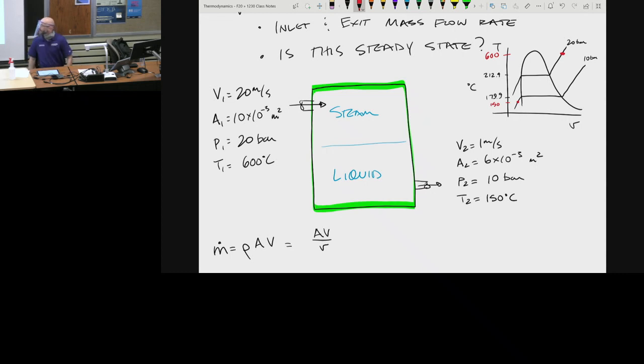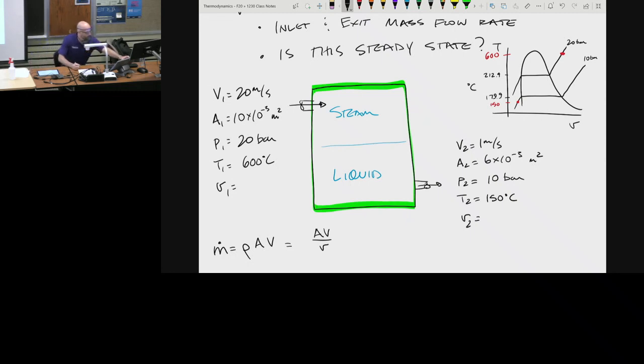Okay, so just to practice, you could take their word for it, but let's just practice to make sure. And now the question is, what is our specific volume at state 1, and what is our specific volume at state 2? That's what we're going to have to find, those two values. Well, let's do 1 right away. We know it's a vapor.